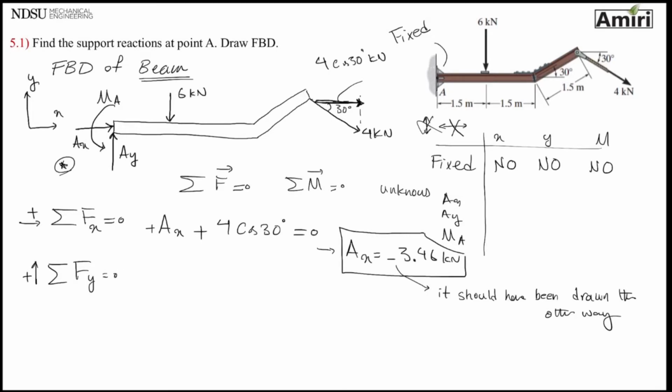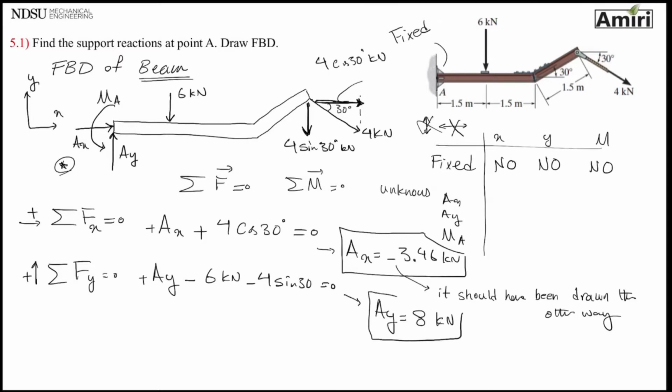The other equation that I have, sigma Fy equals 0. Anything that points up, I'm going to take positive. Again, start from that start. The first thing I see is AY pointing up, so it's positive. Keep moving to the right, I see a minus 6 kilonewton, and then keep moving towards the end of the beam, I see a 4 sine 30 kilonewton component of that force, and that's pointing down also, so it's going to be minus 4 sine 30 equals 0. This will give me AY of 8 kilonewton. And I got this one positive, which means the way I drew it on the free body diagram is correct. Next, I have to apply my moment equation.